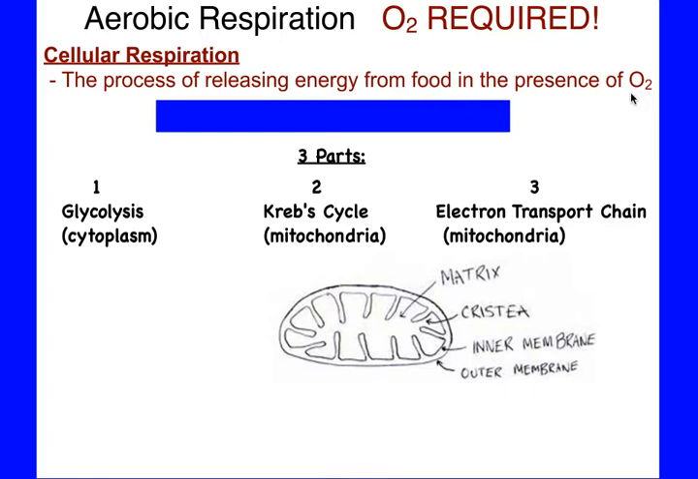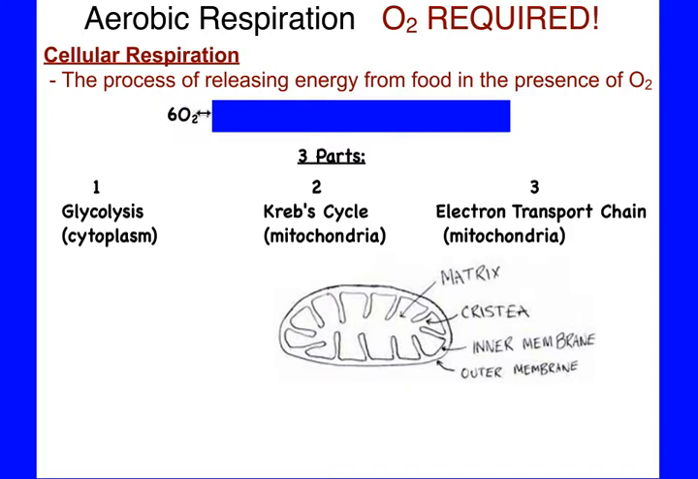So this is the reason why we breathe. We have to have this oxygen to break down our food to make energy for all the things that our body needs to do. We need to look at the chemical equation of cellular respiration.